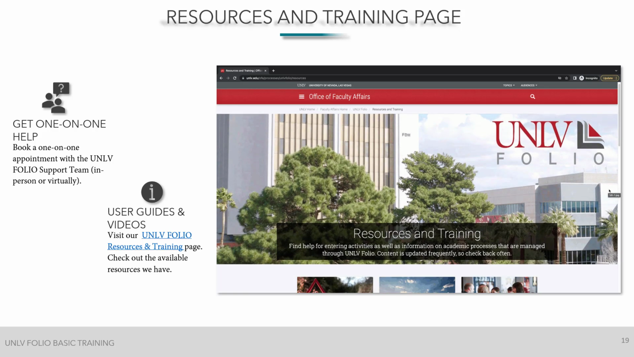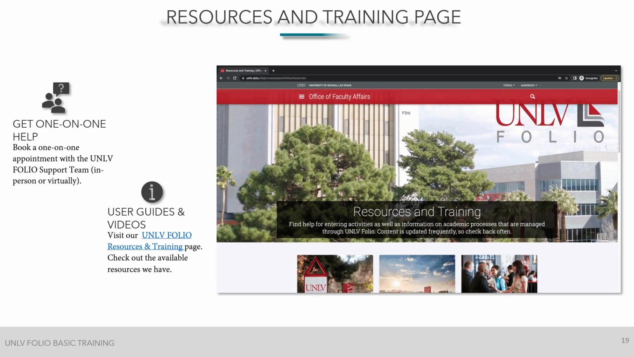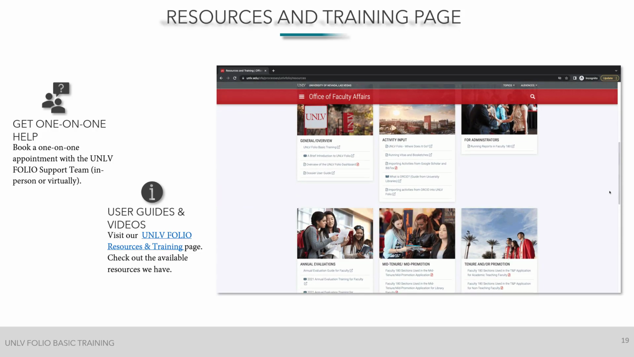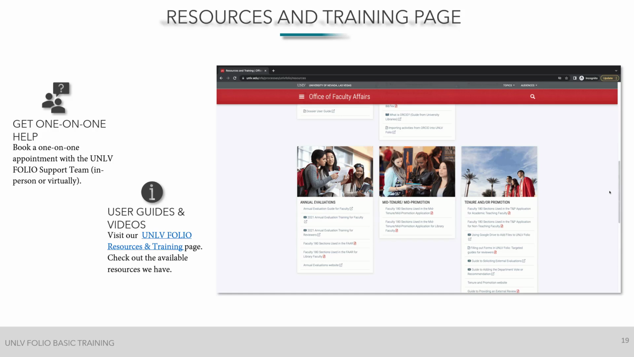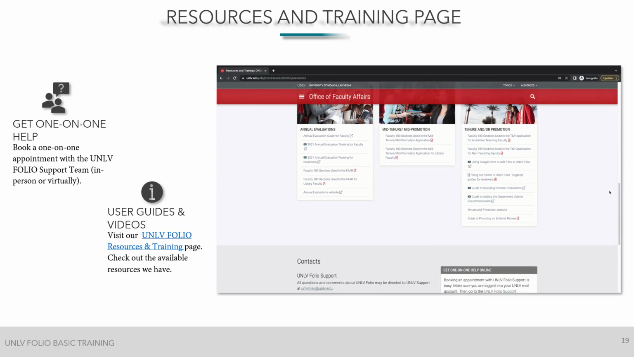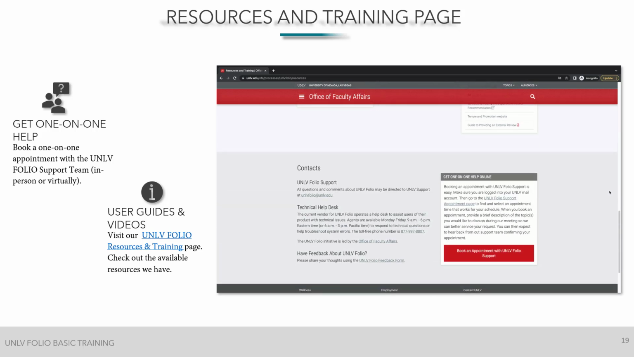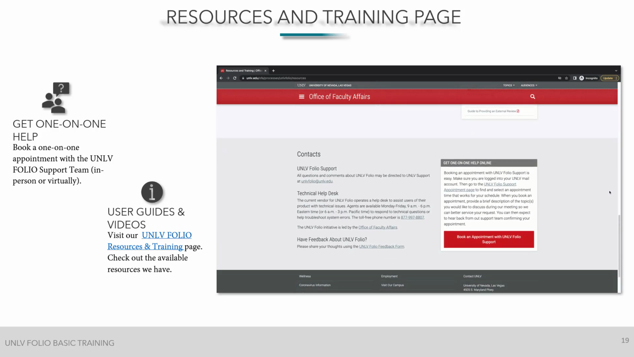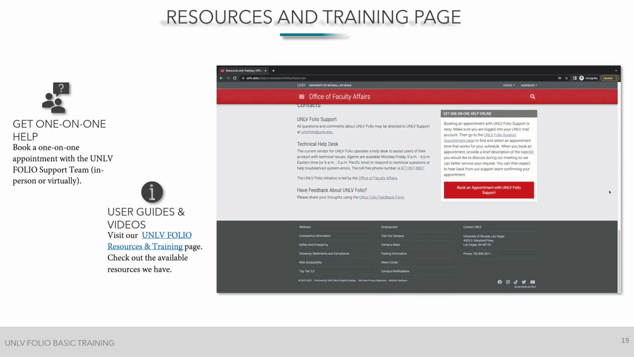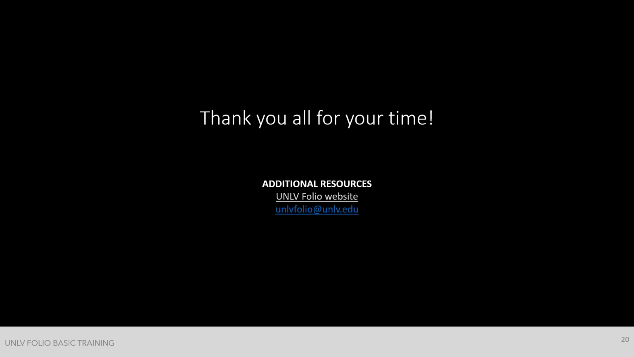So lastly, I just want to point you to resources and training that's available. You can visit our resources and training page for more information on specific review processes and general information. You can also book a one-on-one appointment with the UNLV Folio support team, and this can be either in person or virtually, depending on your preference.